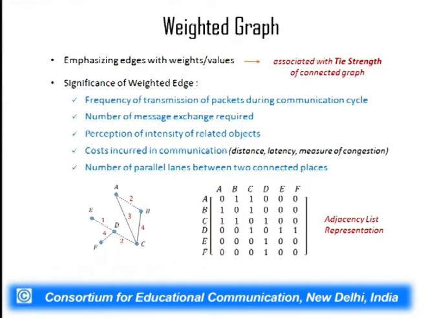The road with more congestion can be given a higher weight or a lower weight according to the network assumptions. Then, a number of parallel lanes that are available between two connected places. Yes, if there are more alternative paths, then the value of that link will get increased. So these are some of the interpretations of the significance of the weights when added to the edges.